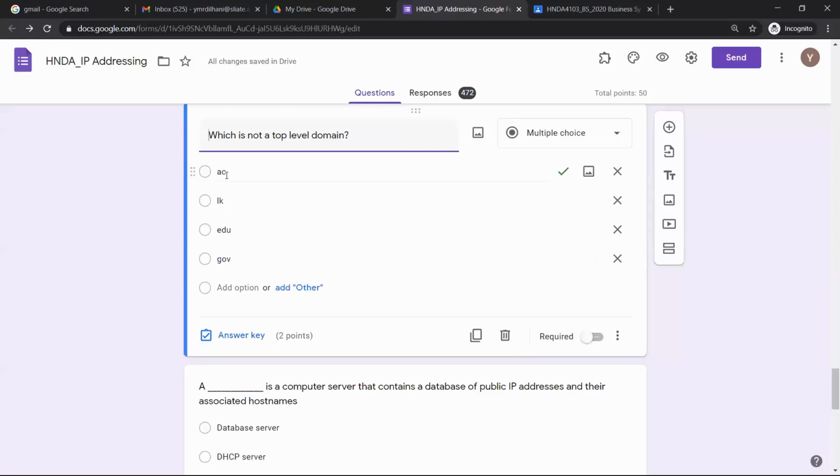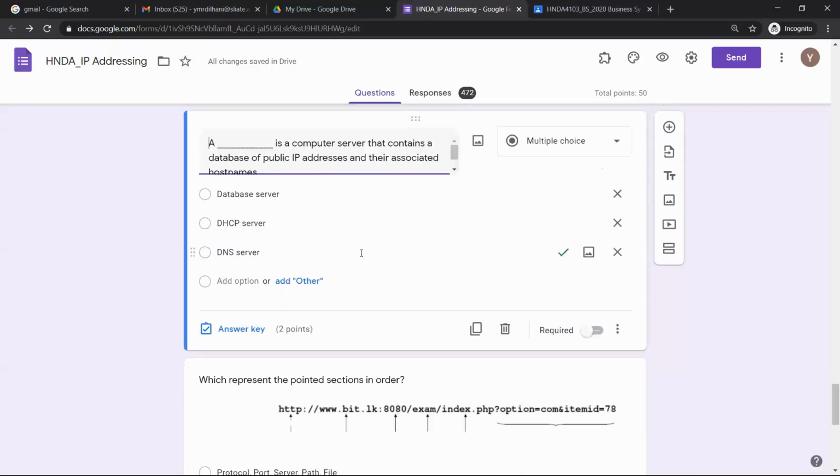But AC, you know that we usually say something like ac.lk. So lk is the last part, AC is the second last. So that second last one is not called a top level domain. The last part is called the top level domain. So this AC usually comes as ac.lk, right?